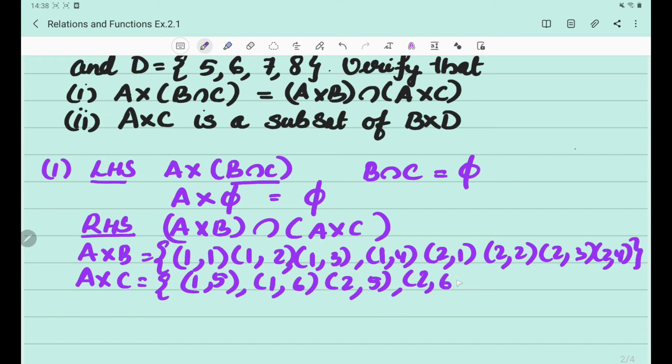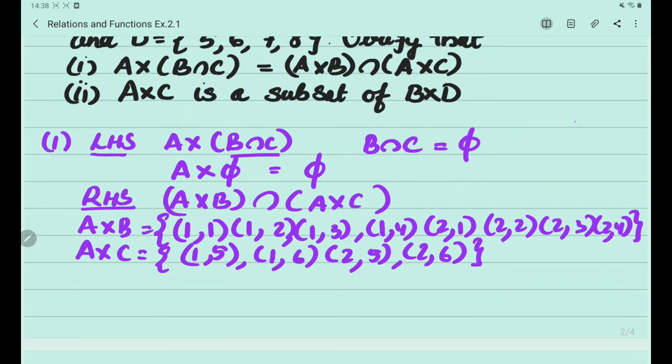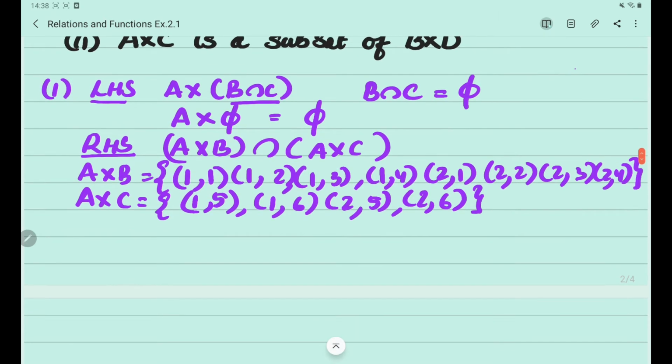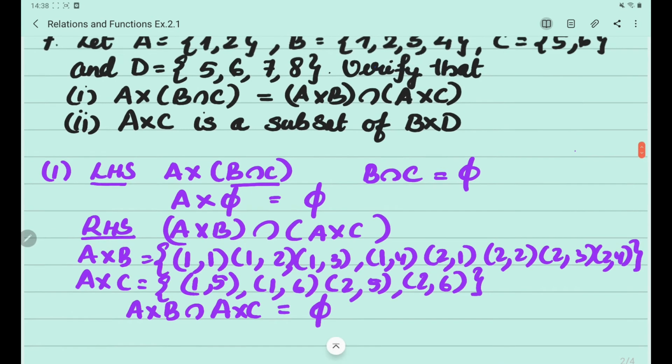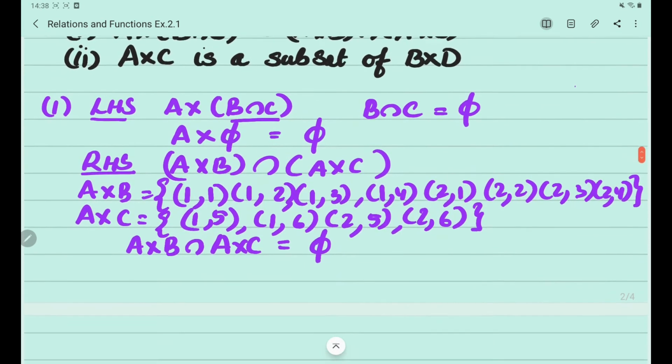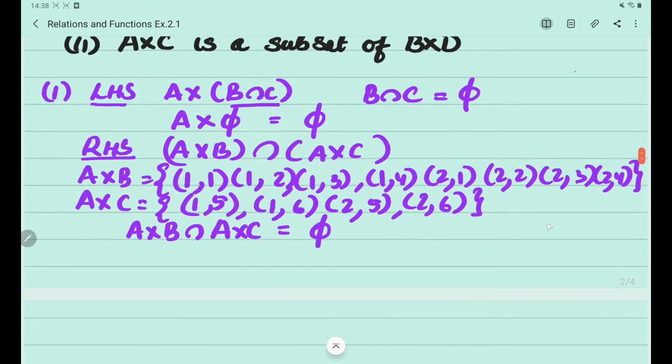Can you find any common elements? Intersection means the set of all common elements, right? There are no common elements between these two Cartesian products, and hence you can say that (A cross B) intersection (A cross C) is phi. That is, it is an empty set. There are no elements in it. Hence we have proved that the LHS is the same as the RHS. So we have solved the first section of the problem, and the next section is that A cross C is a subset of B cross D.